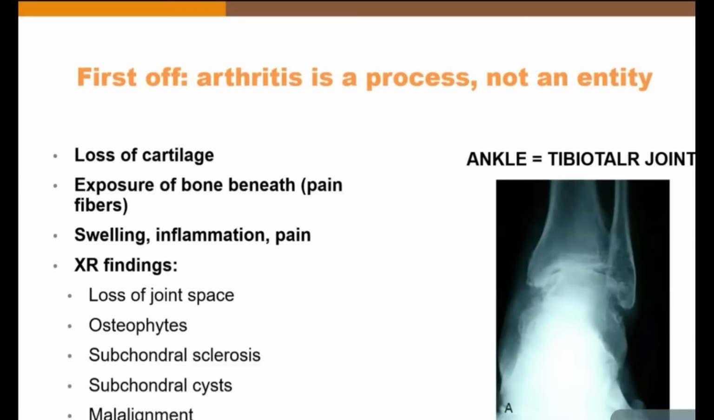Again, as we move forward, we're going to be talking about the ankle joint or the tibiotalar joint, which is separate from the triple joint complex, the next adjacent group of joints: the subtalar joint, the talonavicular joint, and the calcaneocuboid joint.